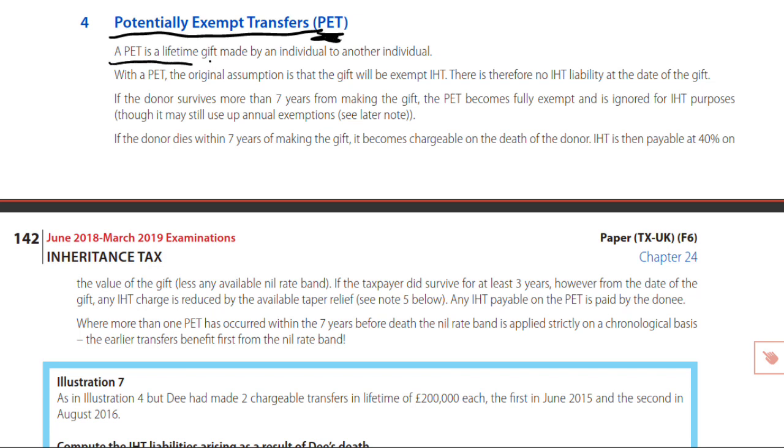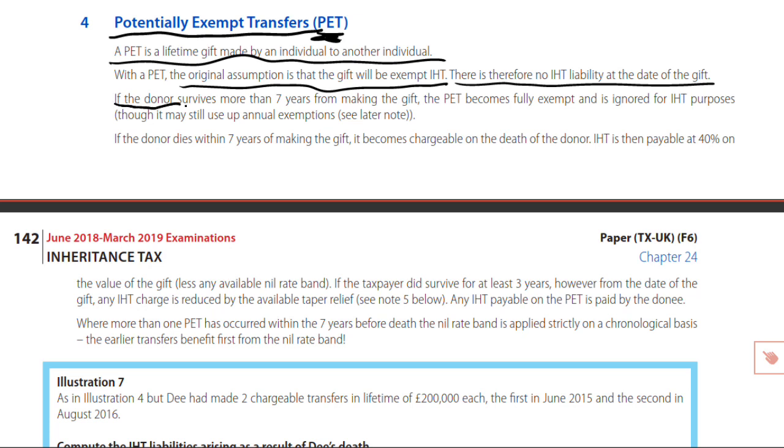So a PET is a lifetime gift made by an individual to another individual. This is other than your spouse or civil partner, as those are exempt transfers, so they will never be chargeable whenever you die. With a PET, the original assumption is that the gift will be exempt from IHT. Therefore, no IHT liability at the date of the gift. As we've just said, if the donor survives more than 7 years from making the gift, the PET becomes fully exempt and is ignored for IHT purposes.